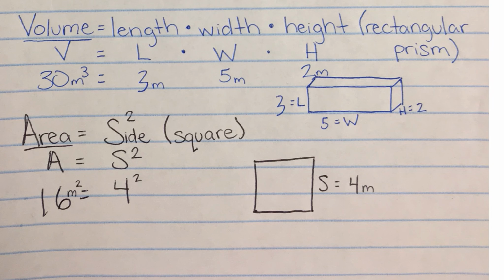So here's our square. One side is 4 meters, and we don't need to have anything on any of the other 3 sides, because we know a square has four sides that are the same length. So we take our 4 and we square it, which just means 4 times 4, multiply it by itself twice, and that gives us 16.